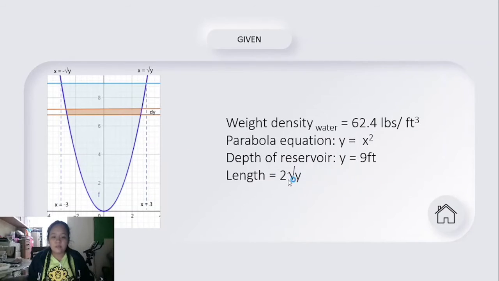Therefore, our length can be both of these sides added together, which is x equals 2 square root of y. The depth of this parabolic graph is also 9 feet deep, which is y equals 9 feet.